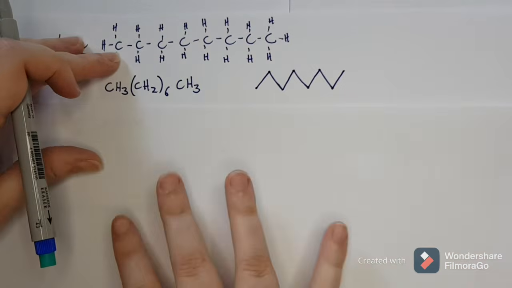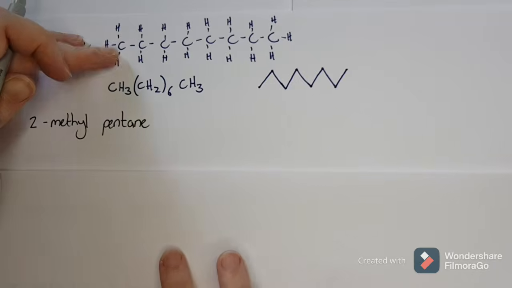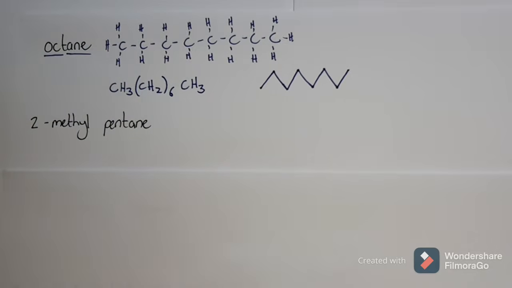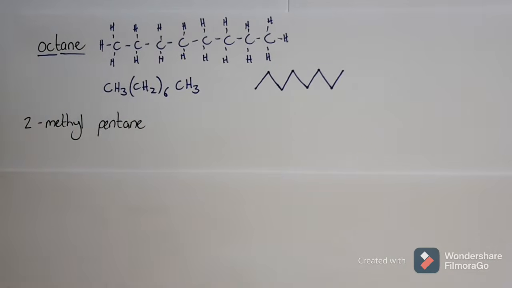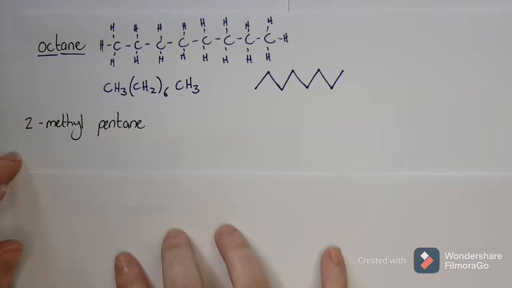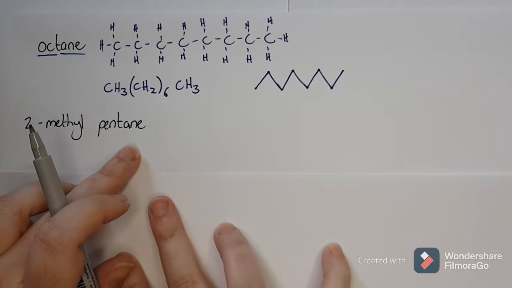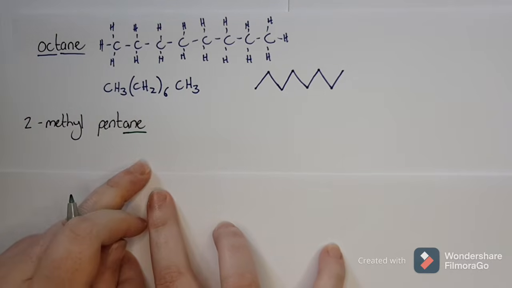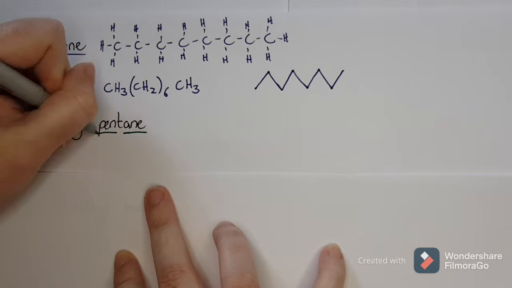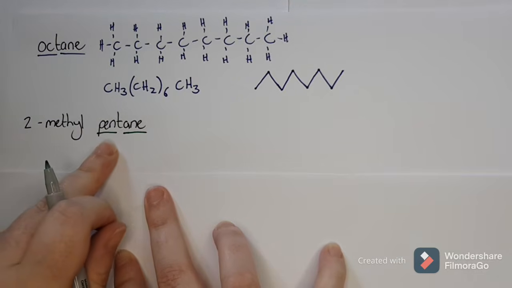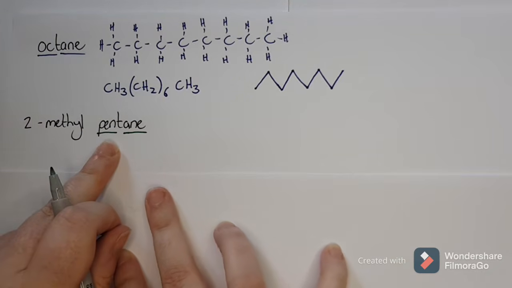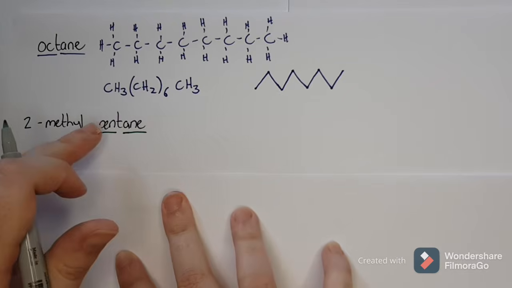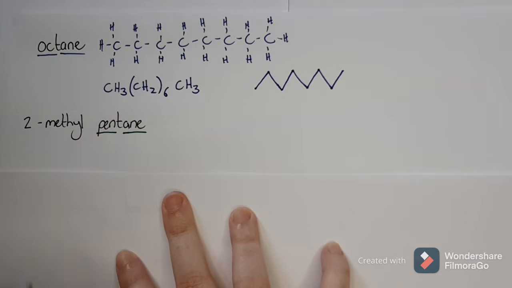And if I look at the next example, I now have side chains. So I'm still going to do exactly the same thing as I did before. You look at your name and you identify the functional group. So this is ane, which means it's alkane again. Then I look at how many carbons I have. So pent means 5. So I know that I have 5 carbons in a row that are all single bonded.